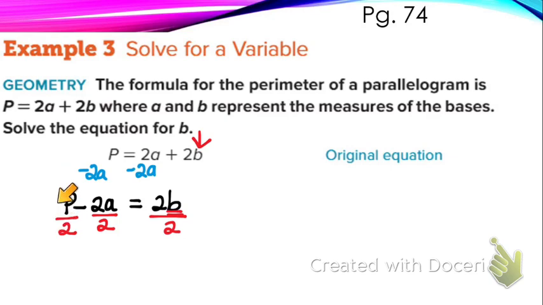So this just stays p over 2. But what's going to happen here with this fraction? What's going to happen with these 2's? They're going to cancel out, yeah. So you're just going to have an a. And that equals 1b or just b. And that would be your answer.